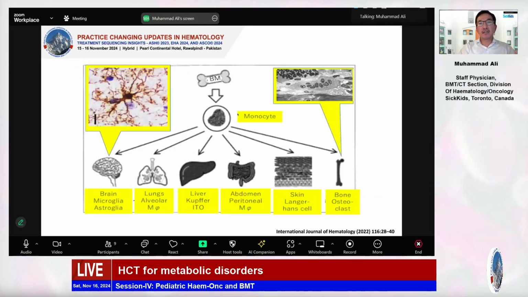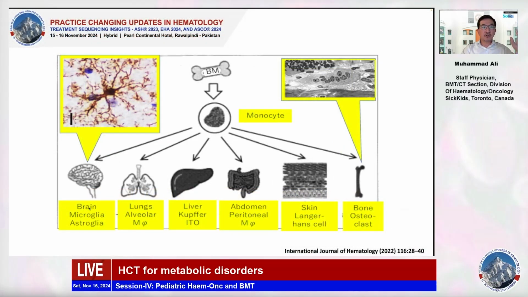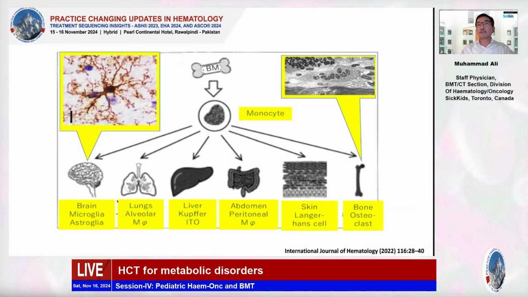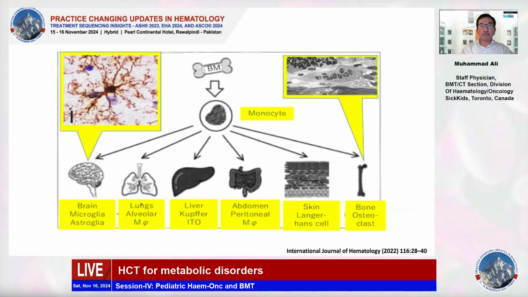So this is a little more elaboration of the stem cell transplantation and benefit to all organs. Once patients achieve good engraftment, the monocytes from the bone marrow can reach the solid organs, as we just mentioned, the microglial cells of the brain. And we have resident macrophages in almost every organ of our body, like alveolar macrophages in the lungs, Kupffer cells in the liver, and the abdominal peritoneal macrophages.